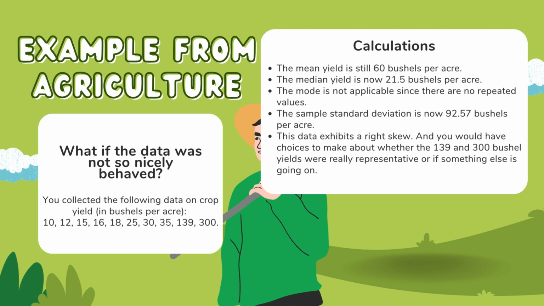Suppose the data was not so normally distributed and the yields you collected were 10, 12, 15, 16, 18, 25, 30, 35, 139, and 300. The mean yield is still 60. The median yield is now 21.5. The sample standard deviation is now 92.57 bushels. You have more investigating to do.